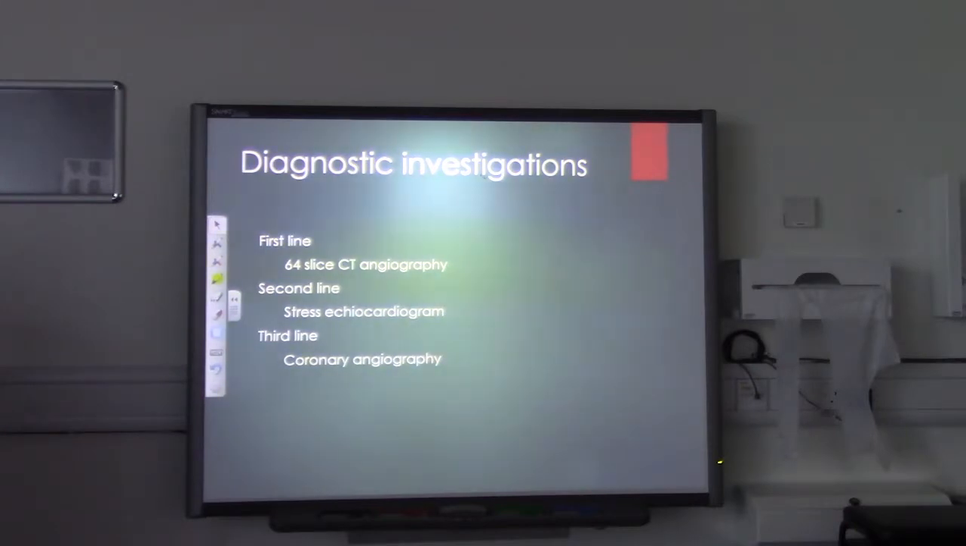Further diagnostic investigations, well, first line, CT angiography. Second line is stress echocardiogram. So that's imaging of the myocardium at rest and then immediately after exercise. And this should show areas of dysfunction secondary to ischemia, show any valve disorders, and any left ventricular hypertrophy. And the third line would be coronary angiography.